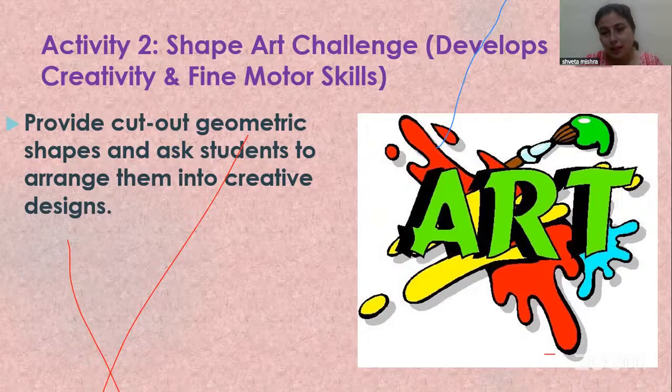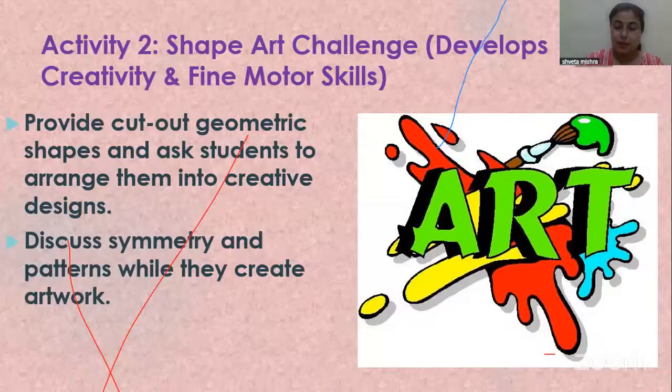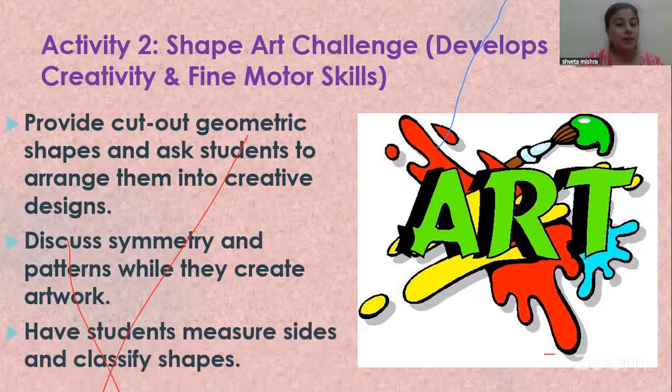And if at all the child shows interest, "Ma'am, can I do my own kind of cut and arrangement?" Please let him do it. If there is no time in the class, ask him to get it done at home and show it to you the next day. Discuss symmetry and patterns while they create the artwork. Whatever the pattern the child is setting, ask him which kind of symmetry he is following and what he is creating in this. Have the students measure sides and classify the shapes into different categories.